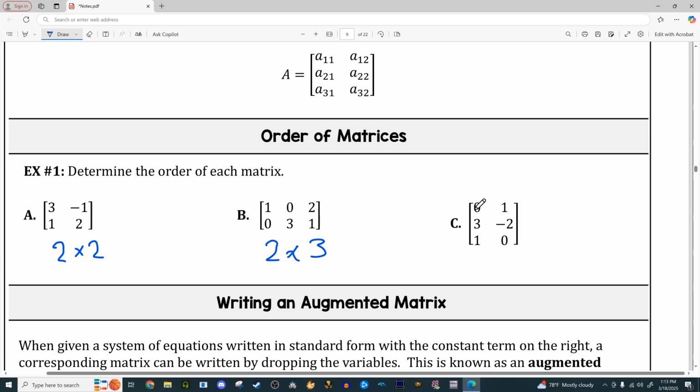So if we look at this next one here, this is 1, 2, 3 rows by 1, 2 columns. So be very careful. Notice how this here was a 2 by 3 and this is a 3 by 2. The order matters a lot with this. But that's how we determine the order of a matrix. All we do is say it's m rows by n columns.